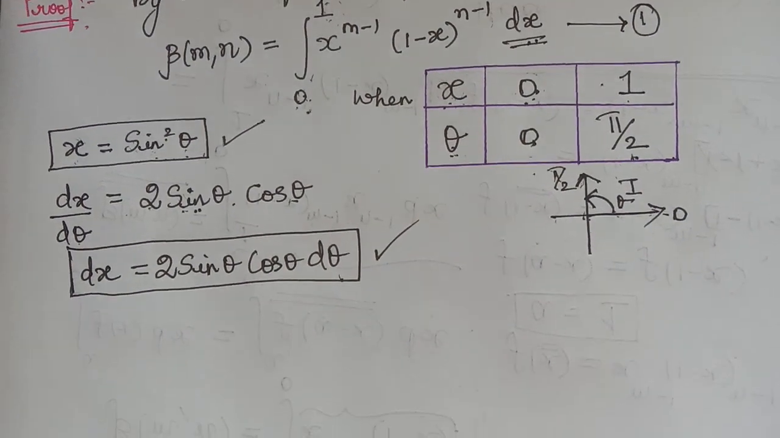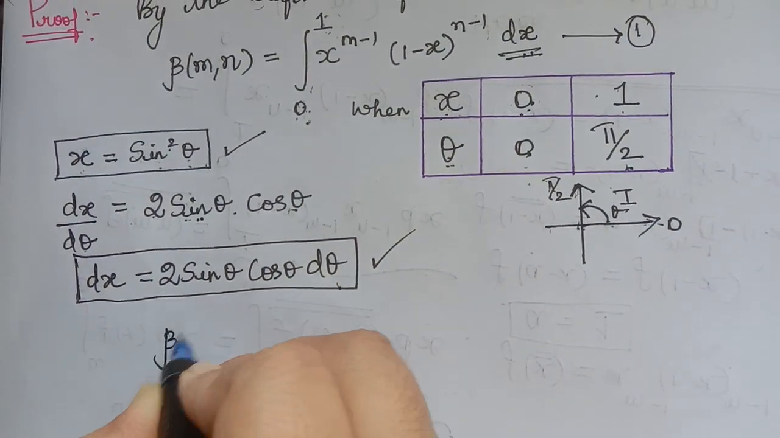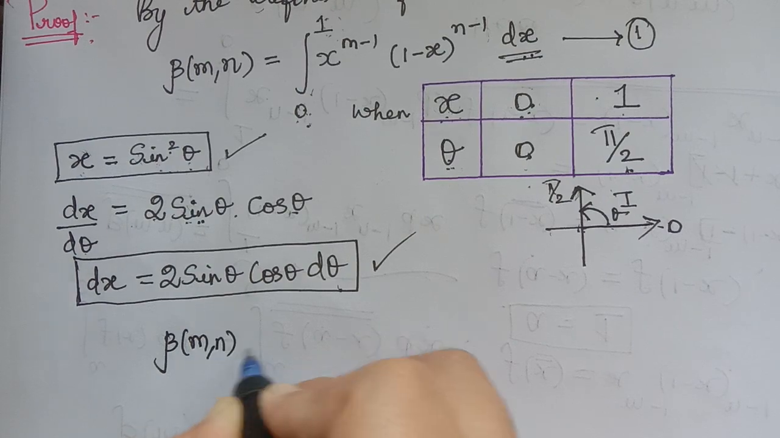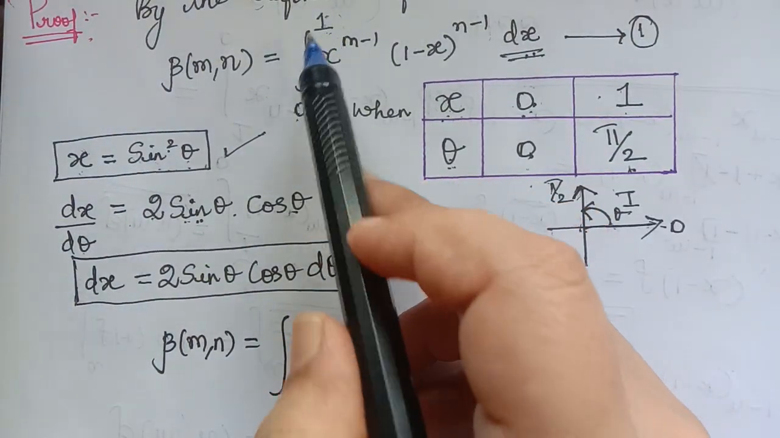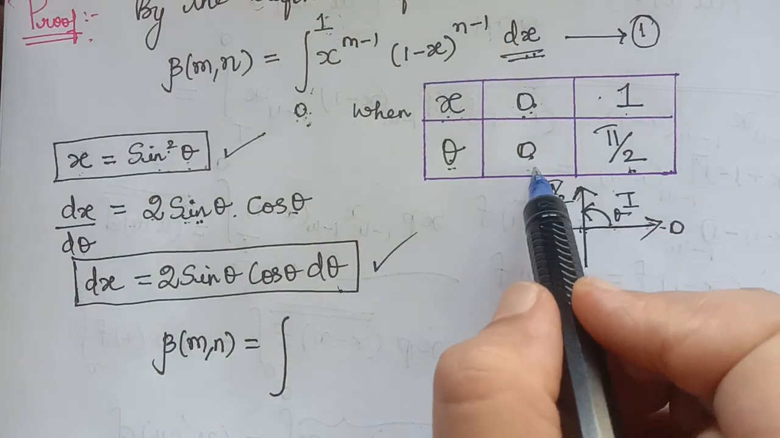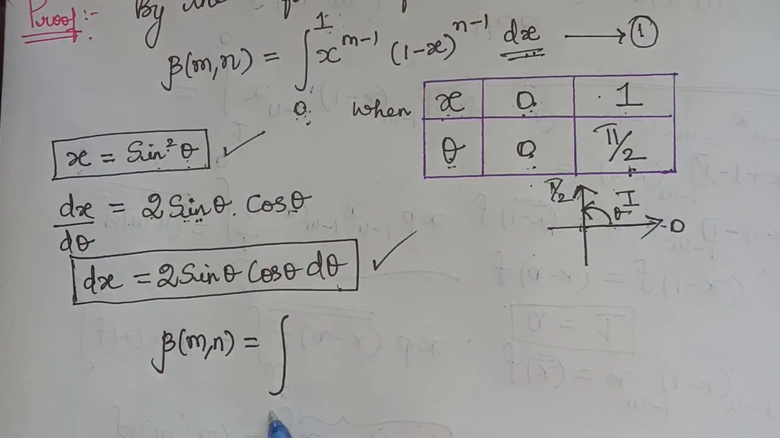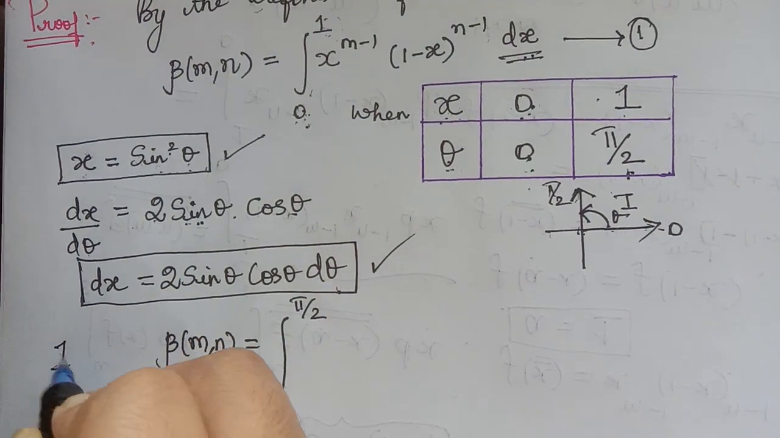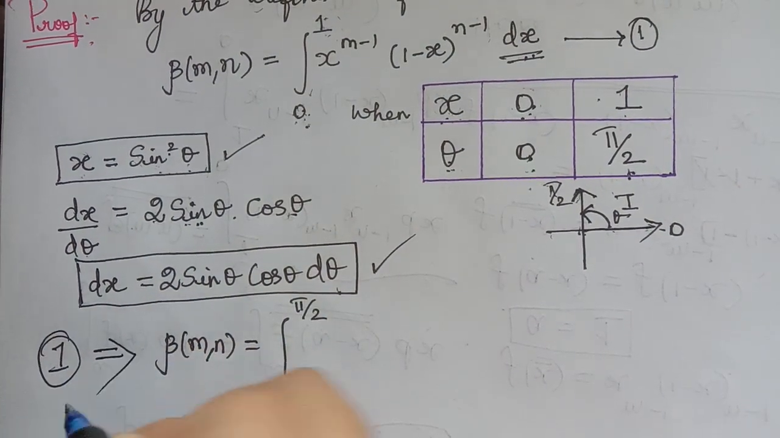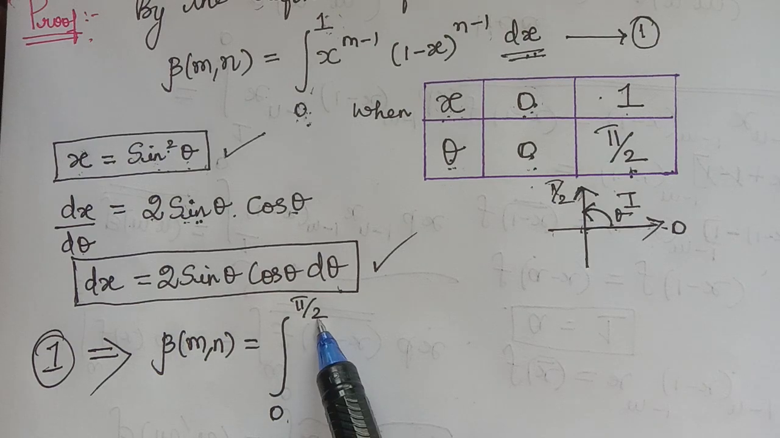So therefore, we obtain beta of m comma n to be equal to integral. Now the limits are changed for theta. So theta varies from 0 to pi by 2. And so we will be getting 0 to pi by 2. So equation 1 turns out to be like this. So 0 to pi by 2.